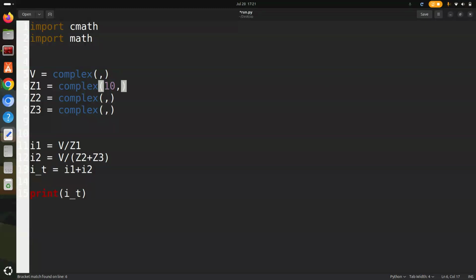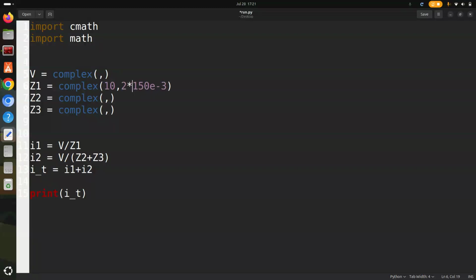And what is the imaginary component? That is X, the reactance. Inductance is 150 millihenries. So 150 E minus 3 will be 150 millihenries. We have to multiply by what?